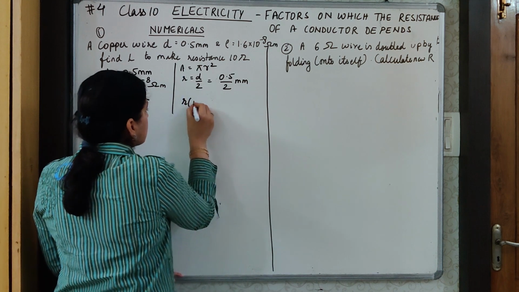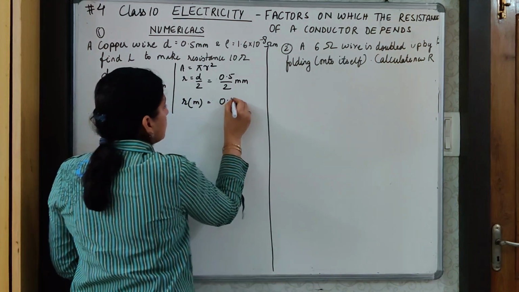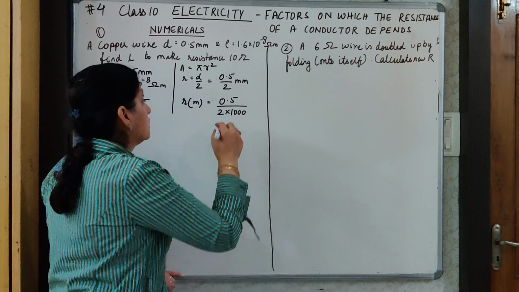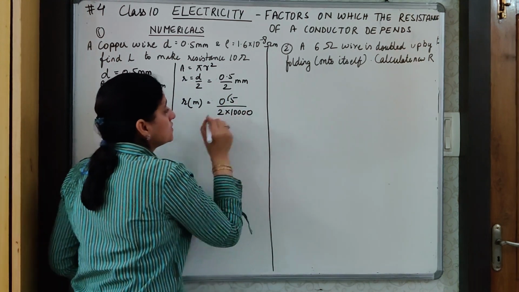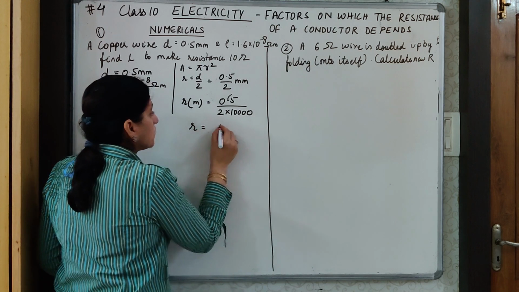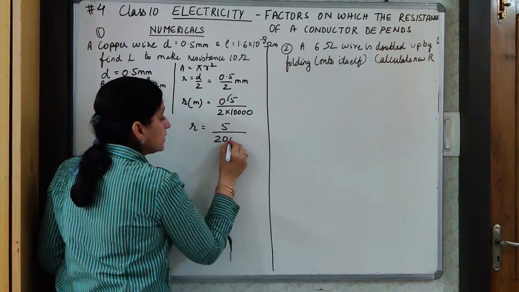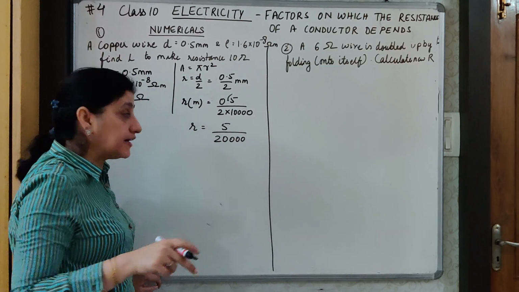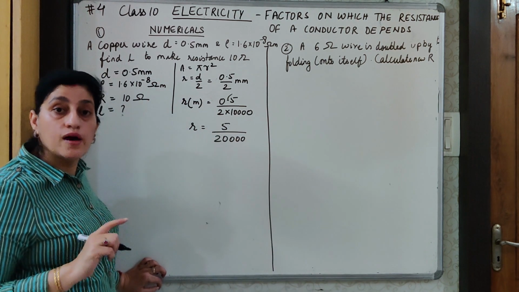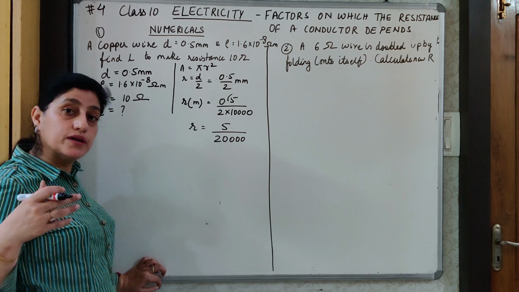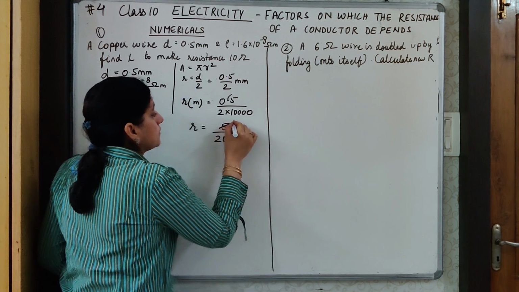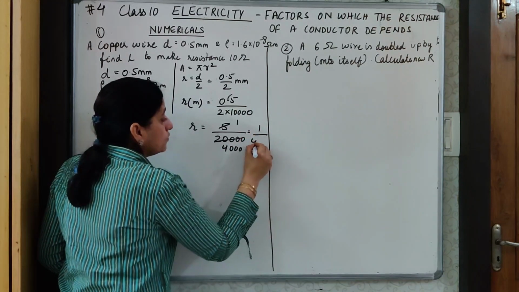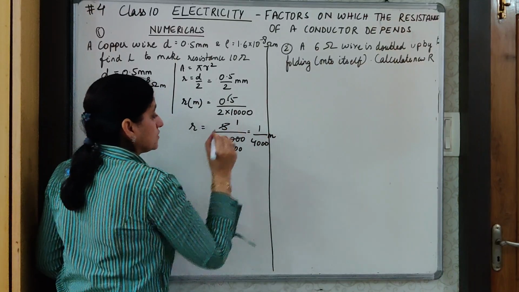So the radius in meter will become 0.5 upon 2 into 1000. We will remove this decimal and bring a 0 over here. So my radius will become 5 upon 20,000. We can also divide it here. We may not divide also. Be very careful of how I am calculating. Otherwise this calculation will appear difficult to you. This will make it simpler. So my radius is 1 upon 4,000 meter.